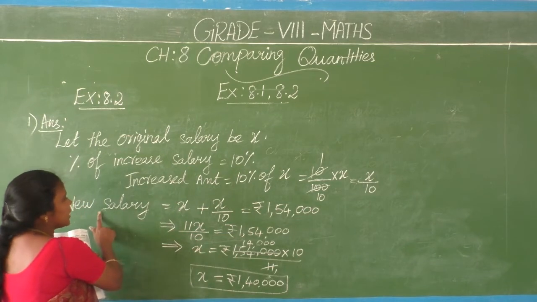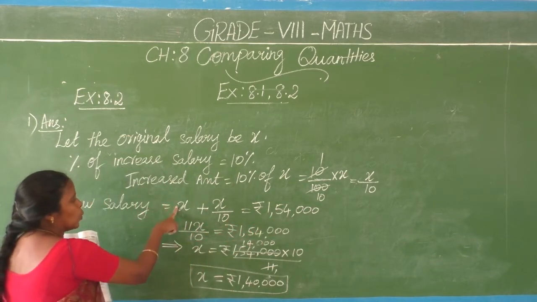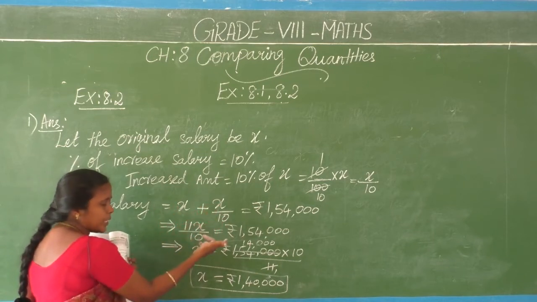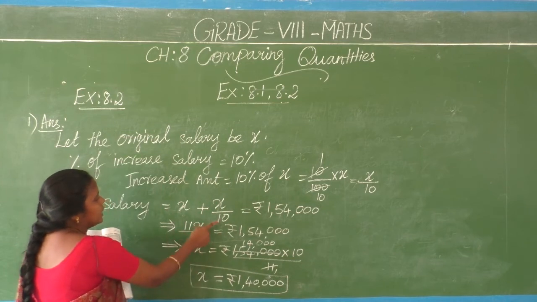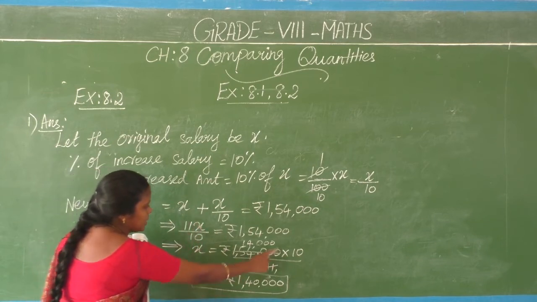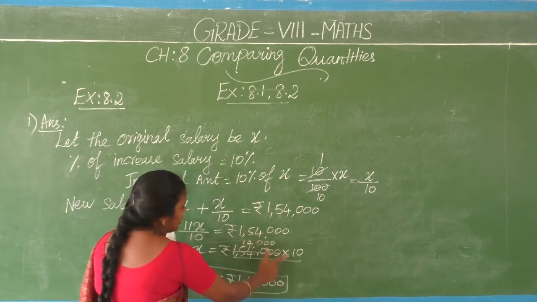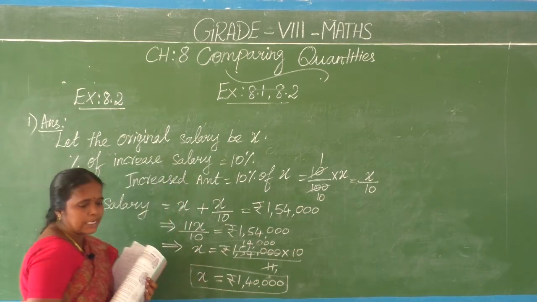The new salary they mentioned is 1,54,000. How does the new salary come? Old salary plus the increased salary is equal to this much. So if you simplify, 10x plus 1x, 11x by 10 is equal to this one. Therefore x is the reciprocal. If you simplify, you get the answer 1,40,000. So this is his original salary. Understood?